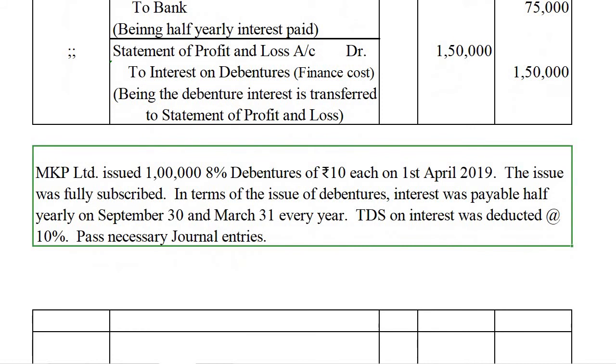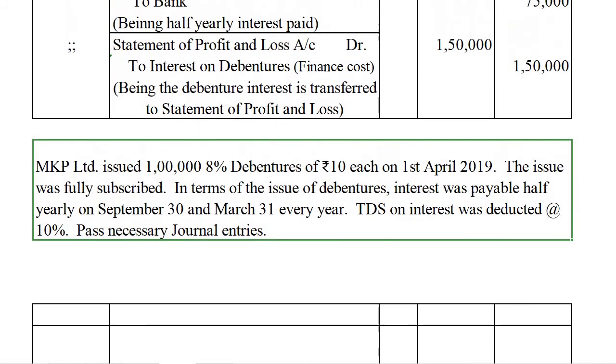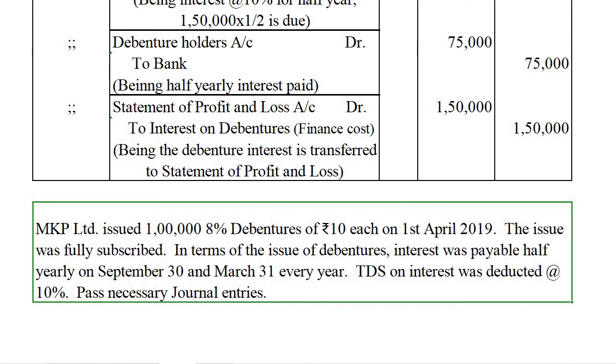MKP Limited issued 1,08,000 debentures of rupees 10 each on 1st April 2019. The issue was fully subscribed. In the terms of issue of debentures, interest was payable half yearly on September 30th and March 31st every year, the same way we have discussed earlier also. Here it is given that TDS on interest was deducted at the rate of 10%. So 10% of the interest will be deducted as TDS payable. Here also we will pass the journal entries for the first year only.